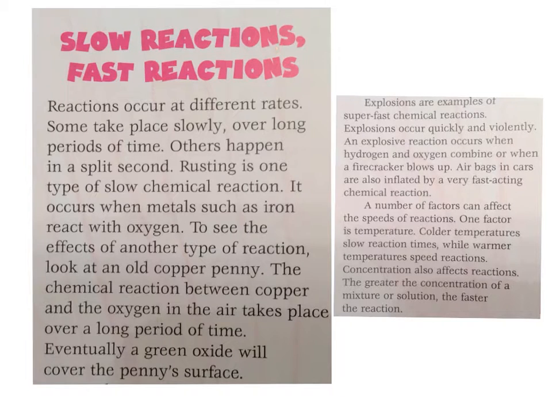Slow reactions, fast reactions. Reactions occur at different rates. Some take place slowly over long periods of time. Others happen in a split second. Rusting is one type of slow chemical reaction. It occurs when metals such as iron react with oxygen.